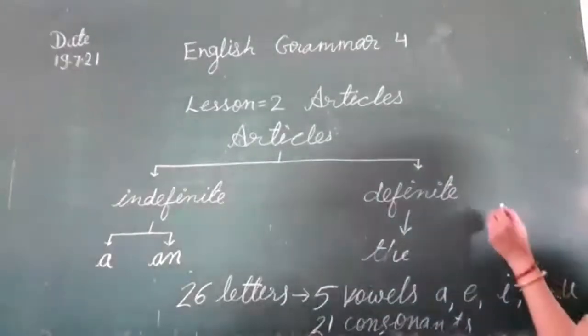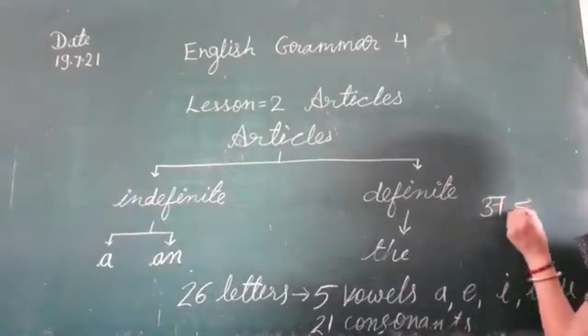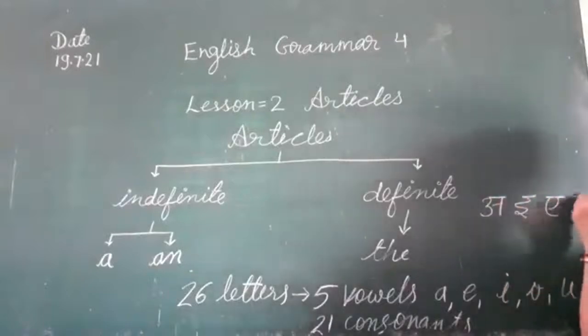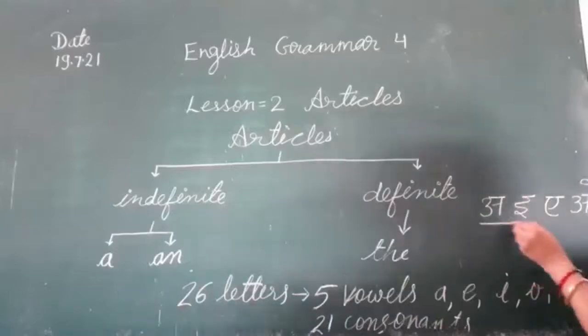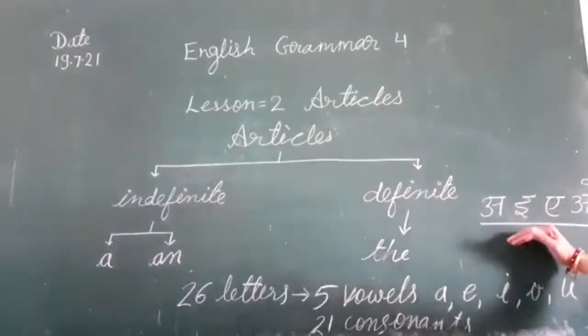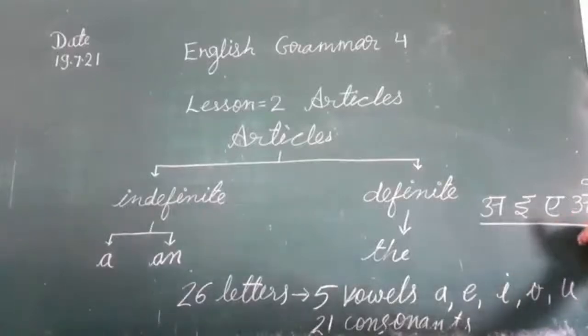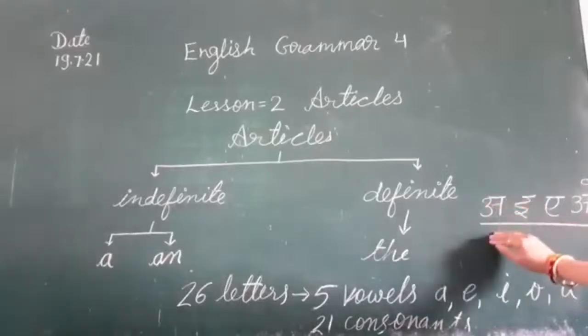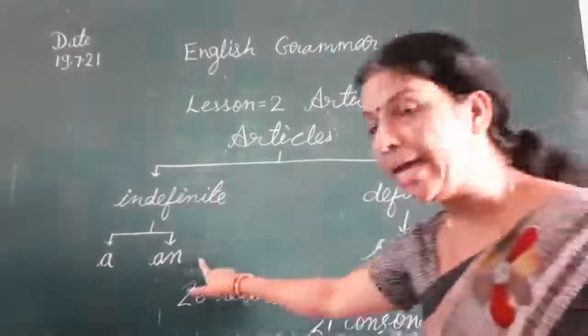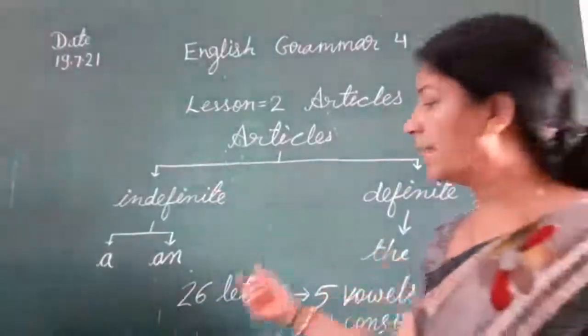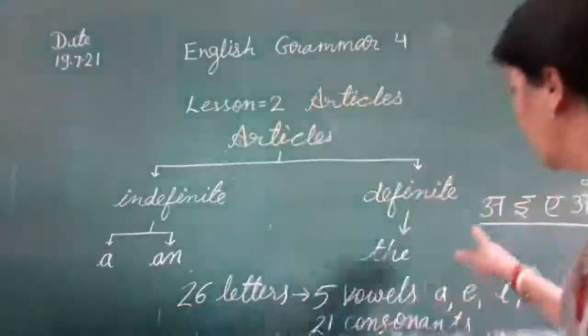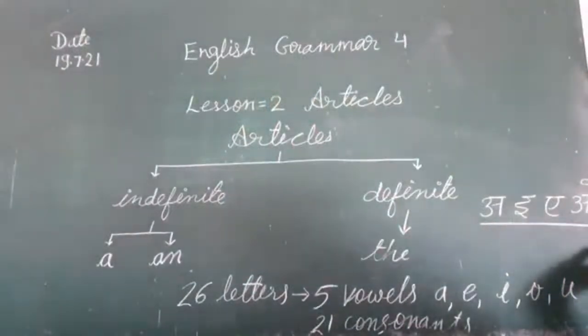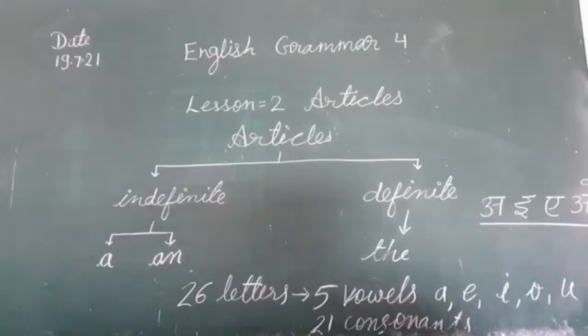In our Hindi, there are 4 vowel letters. The sound of these 4 letters is a vowel sound. Before these vowel sound words we use an. Otherwise, except these letters, we use a. So dear students, in this chapter we will learn the use of articles.